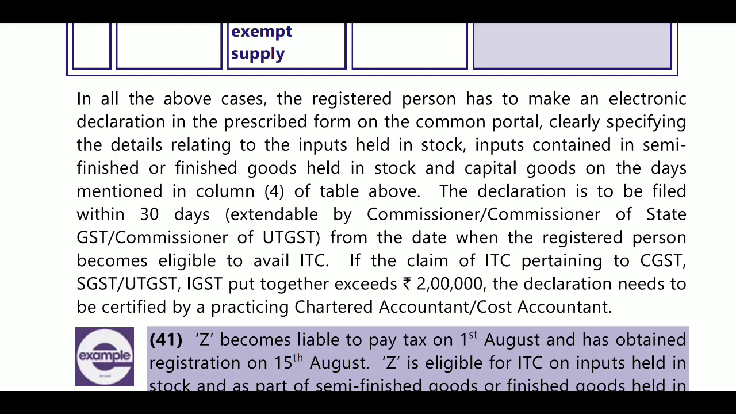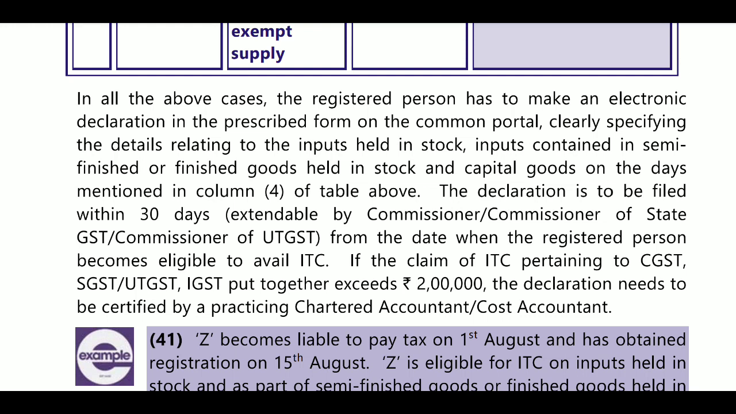So 3 conditions must be satisfied. What are those 3 conditions? The first condition relates to filing an electronic declaration giving details of inputs held in stock, inputs contained in semi-finished goods and finished goods held in stock, and capital goods, on the day immediately preceding the day on which credit becomes eligible. So when you become eligible and take that credit to availment, on that day you must file a declaration.